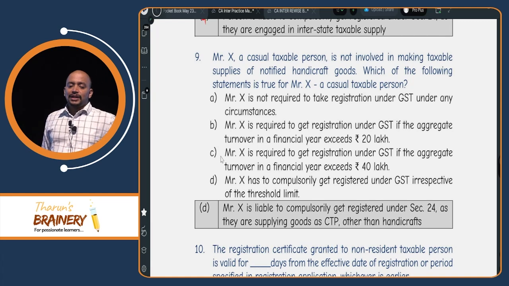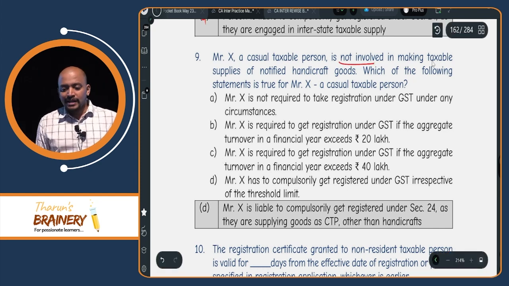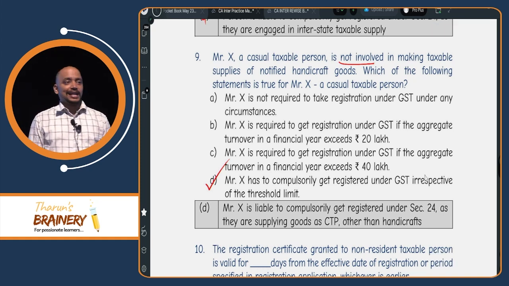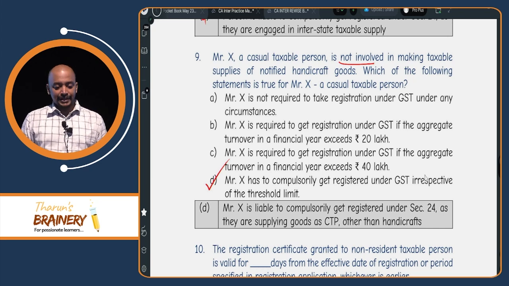Mr. X, a casual taxable person, is not involved in making taxable supply of notified handicraft goods. Which of the following statements is true for X, a casual taxable person? X is not required to take registration under GST under any circumstances. No, they need to take. X is required to get registration if the aggregate turnover exceeds 20 lakhs. No. They need to register when aggregate turnover exceeds 40. No. They have to compulsorily get registered. A casual taxable person other than handicrafts is compulsorily required to get registered.